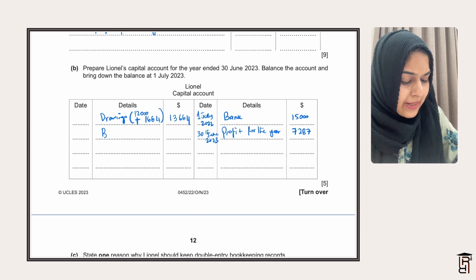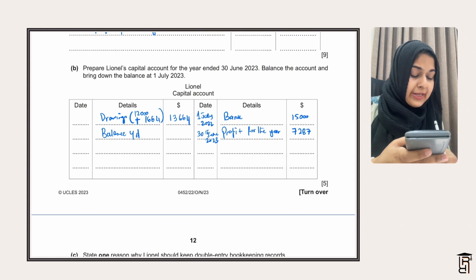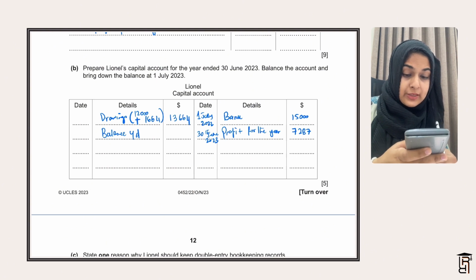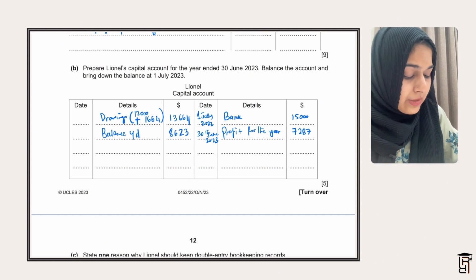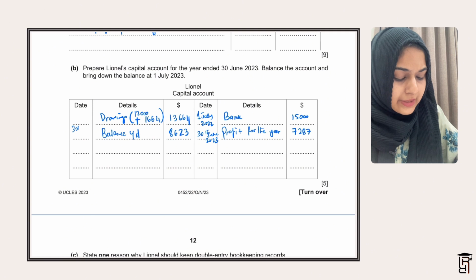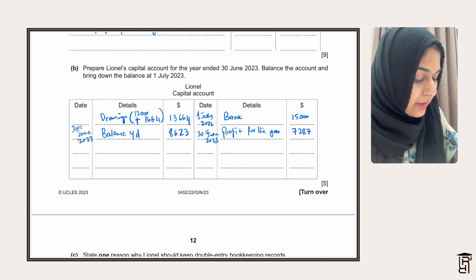Then I need to calculate the balance carried down: total of heavy side minus total of light side. Total of heavy side here is 15,000 plus 7,287 minus 13,664. You get a closing capital of 8,623. That is my closing capital on 30th June 2023. That is when I balance my account. So this account will total to 22,287.